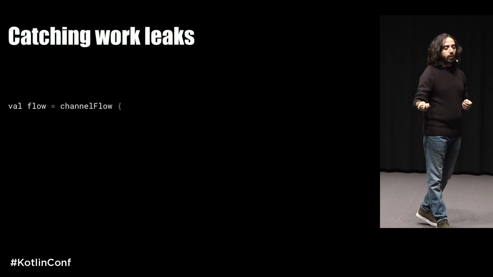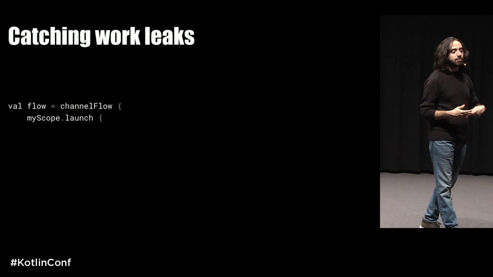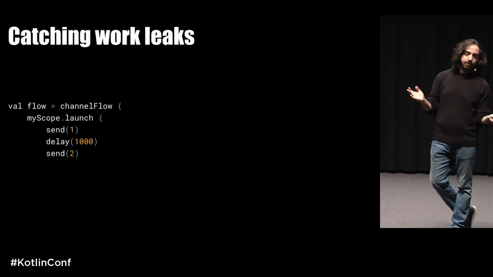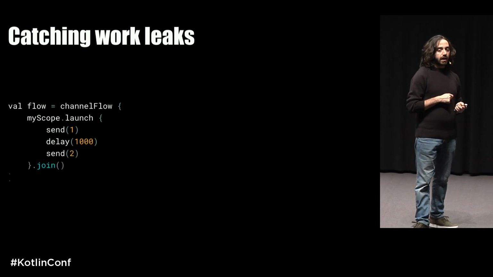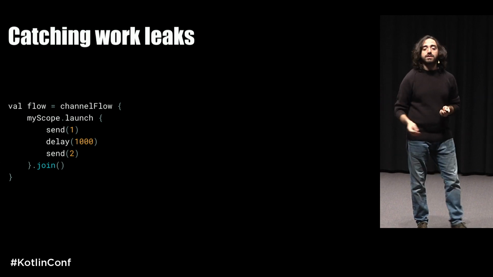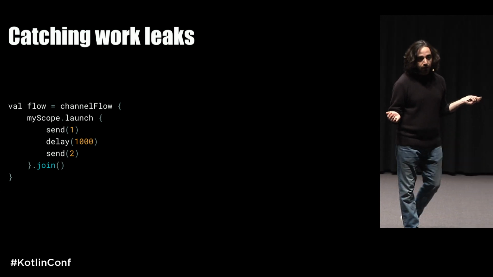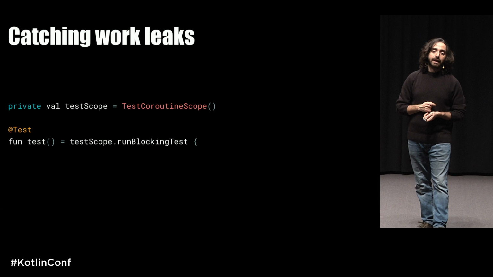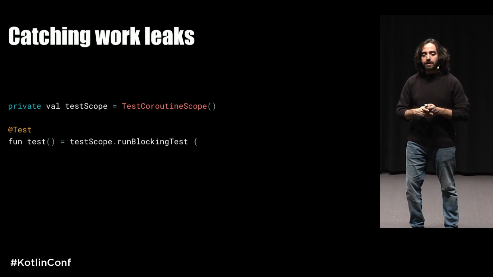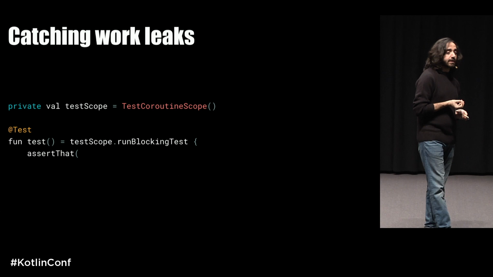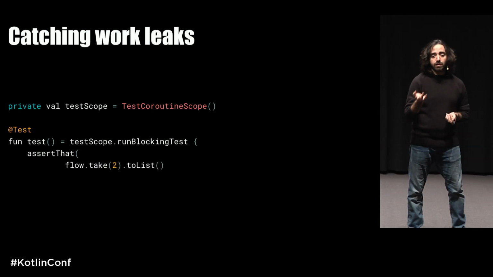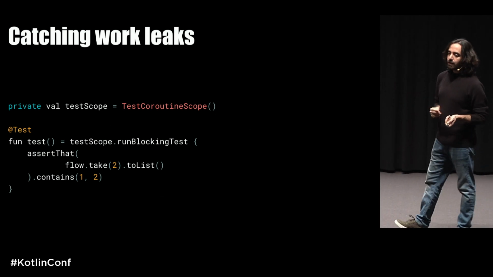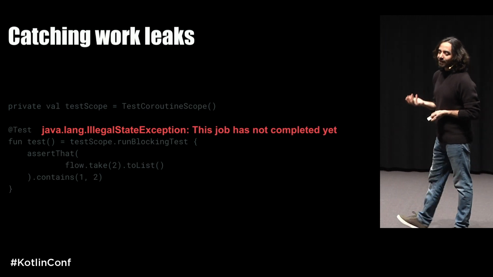I have a flow here. It's a channelFlow, and inside I'm launching on a scope, sending a value, waiting for a second, and sending another value. There's nothing interesting here. If I observe this in my application, within a second, I'm going to get 2 values. So let's write a test. We create this TestCoroutineScope. In the test, you use this testScope.runBlocking. We just want to assert that if we collect 2 values from that flow, they're going to be 1 and 2. It's fairly simple. You hit run, and this test fails.